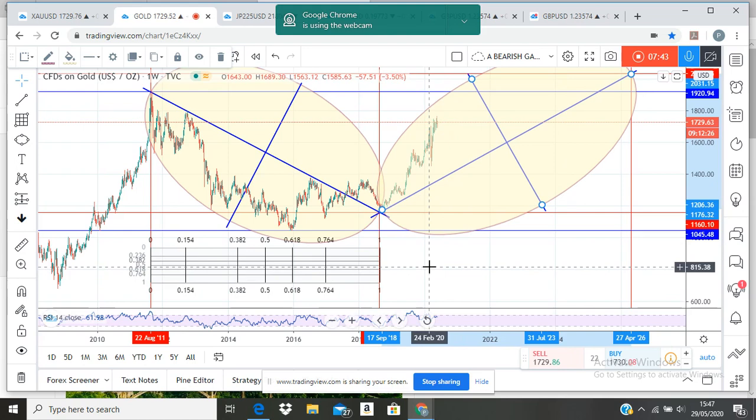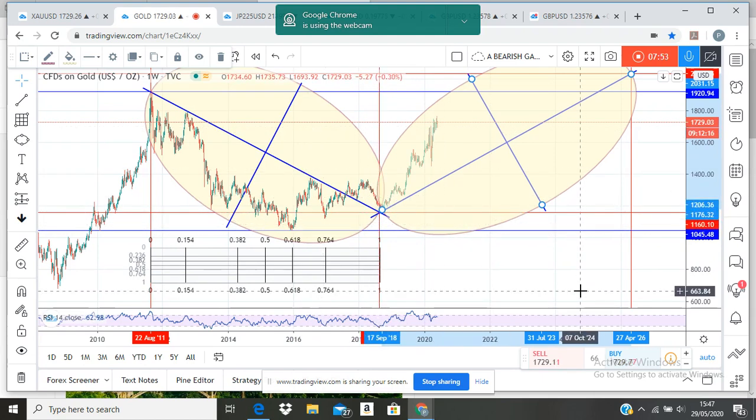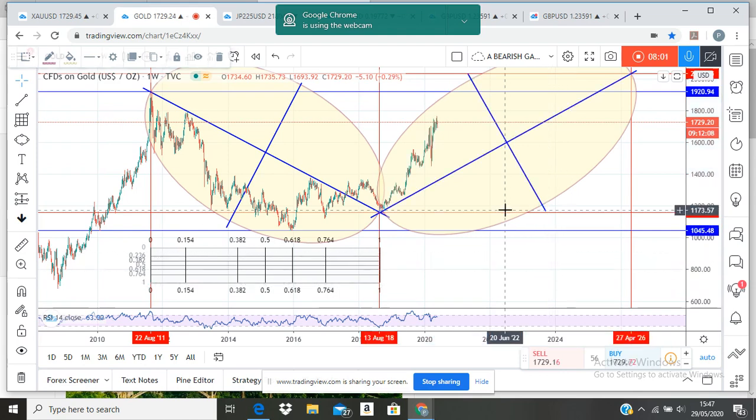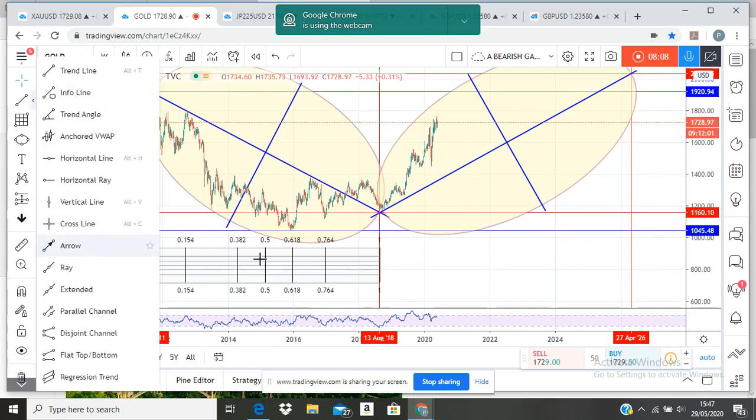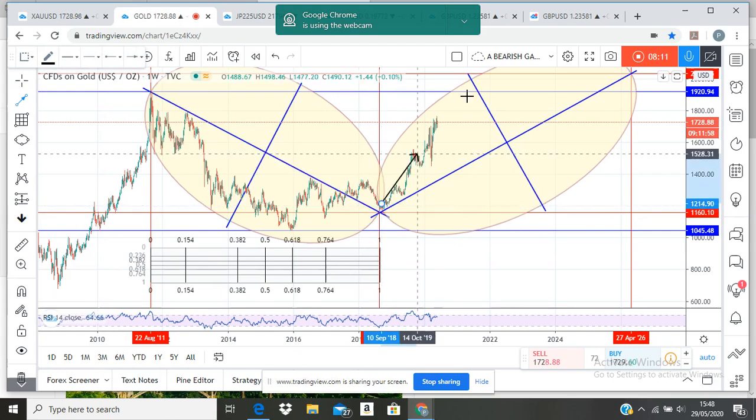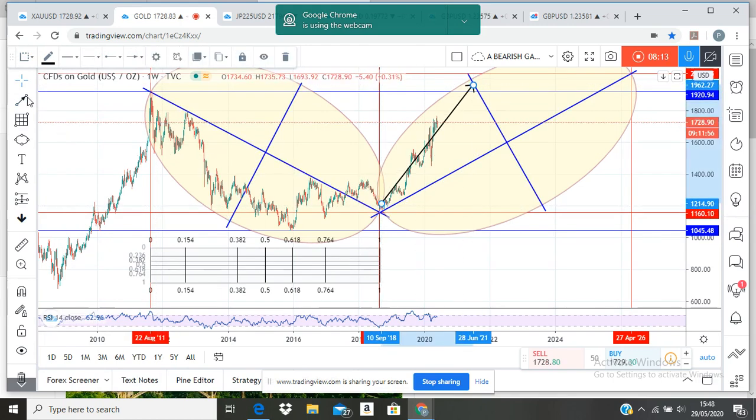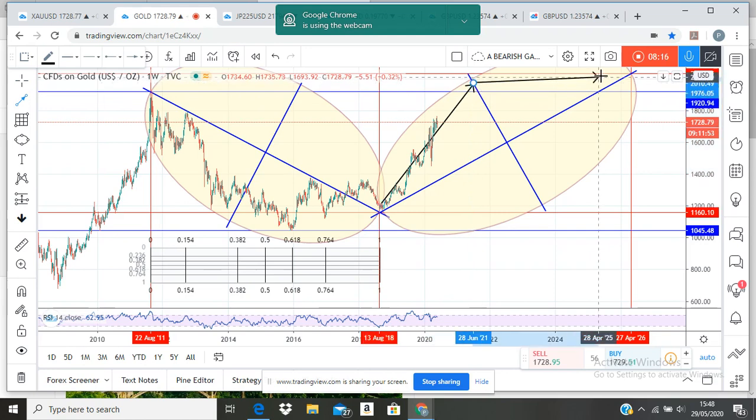The next 30 degrees cycle, which completes the 60 degrees on the cycle axis, completes on 25th April 2026. That is actually the third week in April of 2026. Now, what I want to say is that this cycle will follow this direction and that direction to complete the ellipse.